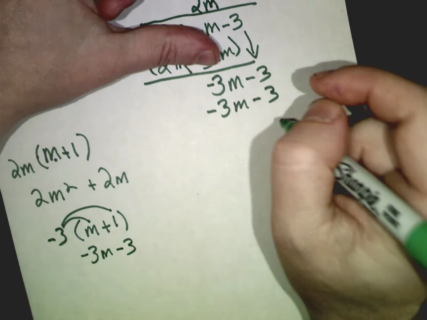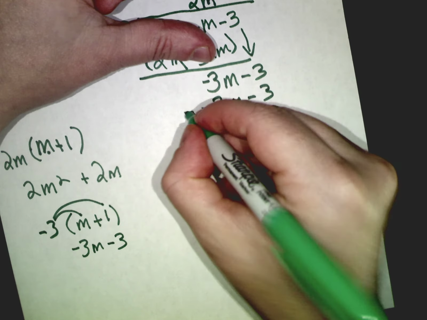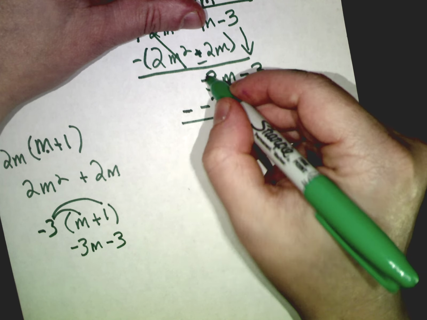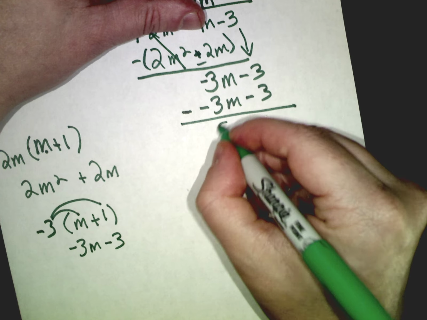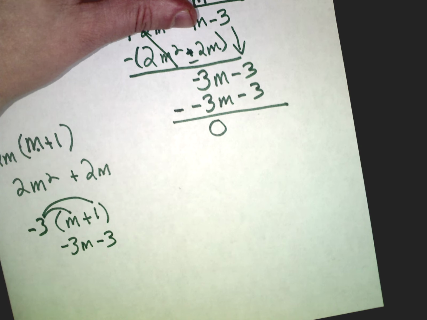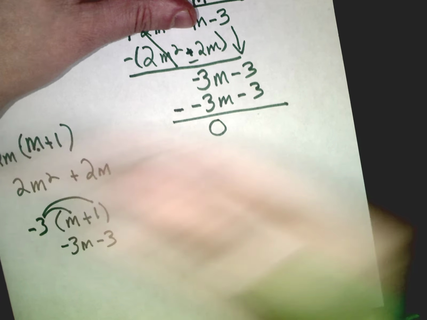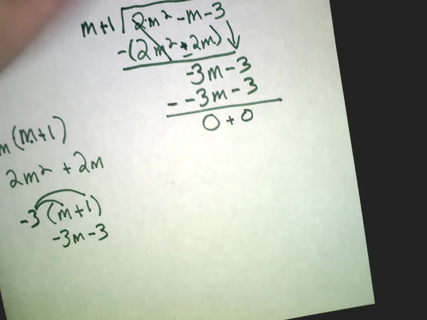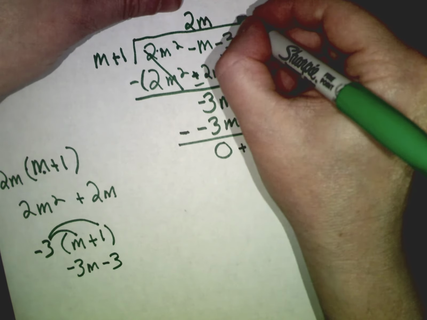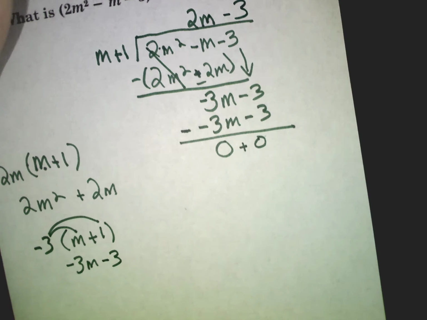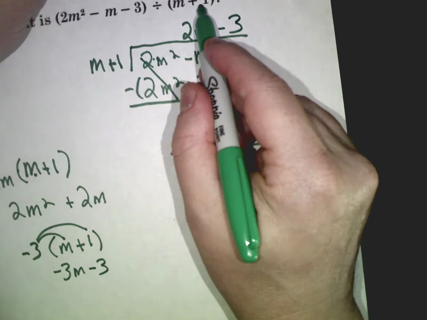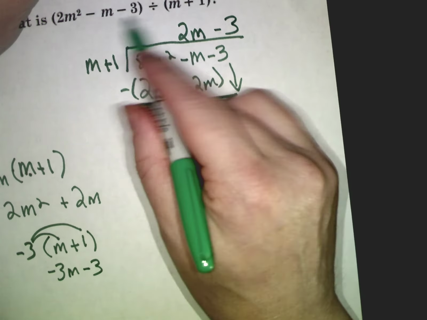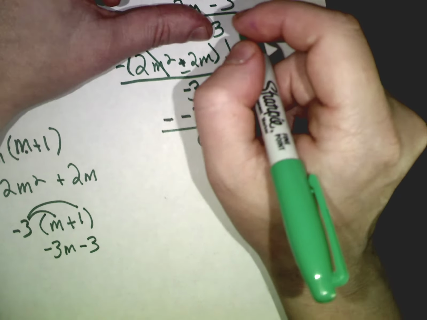Now, you're saying, wait a second. When I subtract these two from each other, negative 3m minus a negative 3m, keep, change, just becomes 0. Negative 3 minus negative 3 is 0. So this number, we said negative 3. So this number divided by this number, 2m squared minus m minus 3 divided by m plus 1 is 2m minus 3. Now you're like, well, I don't believe you, Lance.